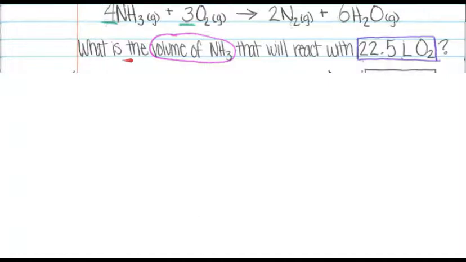So my question is, what is the volume of ammonia, NH3, that will react with 22.5 liters of oxygen? So once again, you can see that I am boxing the information that I'm given. So I know this is definitely going to go in that first step. And I circle where I want to go, so that I know that I am starting at liters of one substance and I want to end up at volume or liters of another substance.